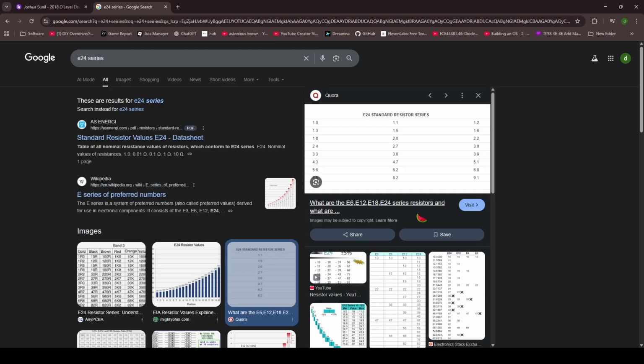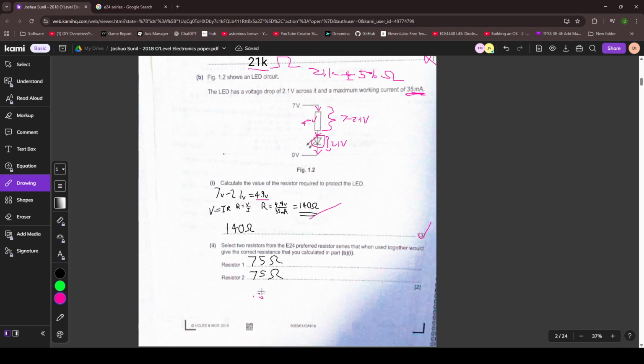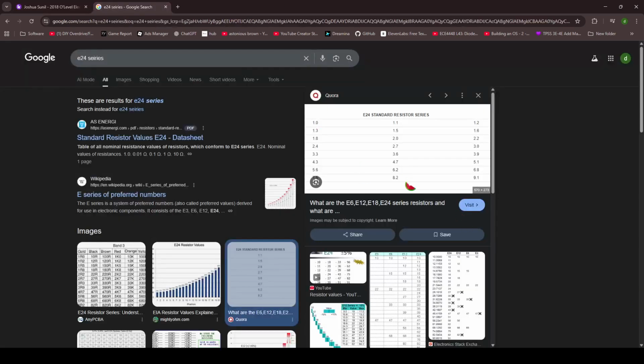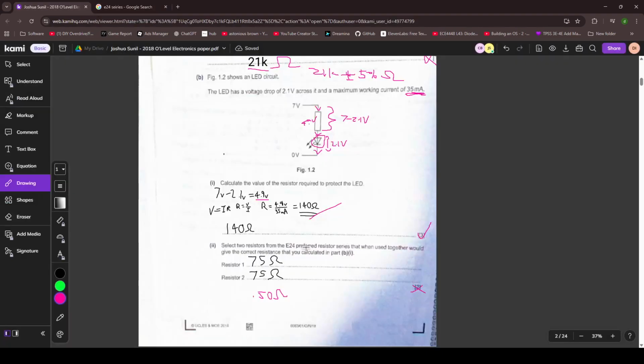Oh, I'm close. I got 4.7 plus 9.1, which is 13.8. What's after 4.7? 5.1. Oh, that's too much. You can only get so close, but you can get closer to the number than 150. So this is wrong already, because I already have two values that add up to a number that's very, very close. Okay, what did I have?